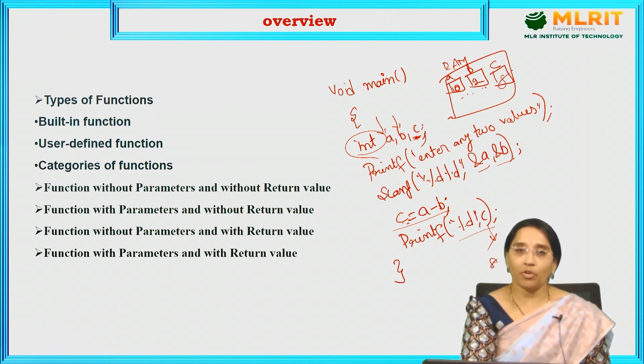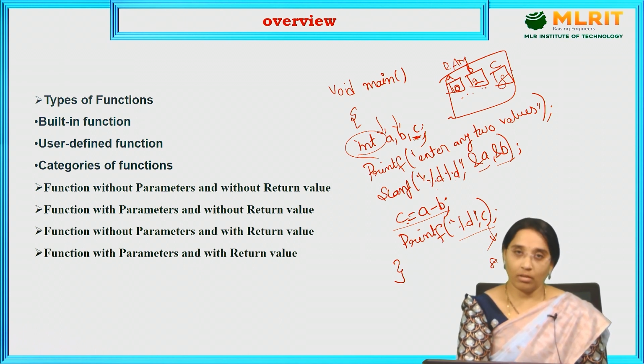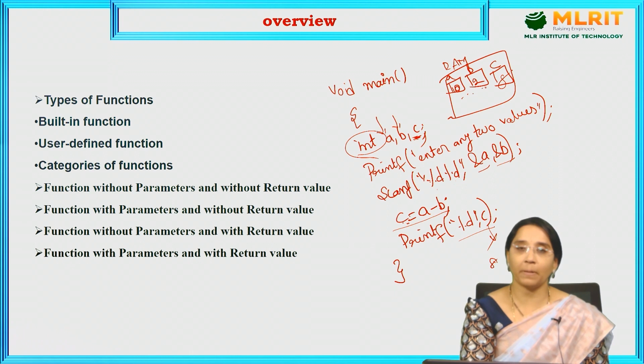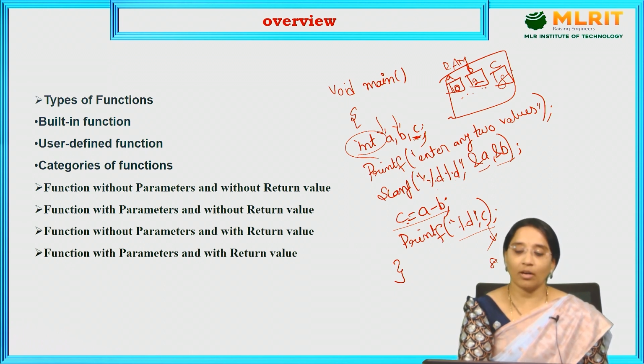Suppose I want to reuse the code, or I want to execute the same code 2 times or 3 times or 5 times. If I ask you to calculate subtraction of two numbers 10 times in your program, what will you do? You will again write the subtraction code. Again void main, int A, B, C, printf, enter any two numbers, scanf %d. All these lines whatever I have written here, you will repeat again. So that is not at all a good practice.